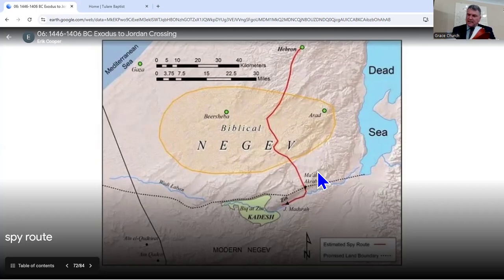And how is the land? Is it productive or unproductive? Are there trees in it or not? And show yourselves courageous and get some of the fruit of the land.' Now the time was the season of the first ripe grapes. So they went up and spied out the land from the wilderness of Zin as far as Rehob at Lebo-hamath.